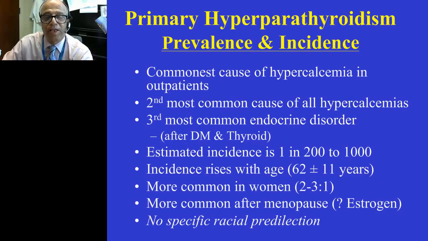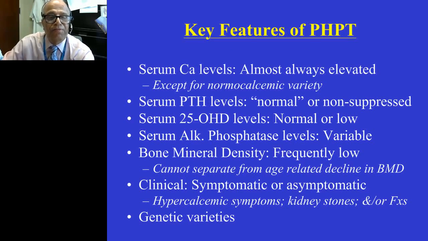Incidence rises with age. Usual age is 62 years. It is more common in women, at a 2 to 3:1 ratio. More common after menopause, perhaps related to estrogen deficiency. There does not appear to be any specific racial predilection. Key features are that hypercalcemia is almost always elevated.